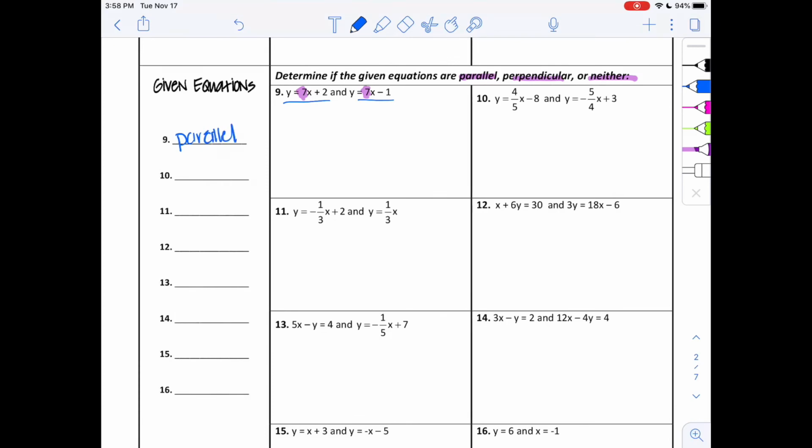Number 10, comparing my slopes, 4/5 and negative 5/4. They're opposites, one's positive and one is negative, and they're reciprocals. I can flip 4/5 and get 5/4. So comparing these two slopes, I know my two lines are perpendicular.